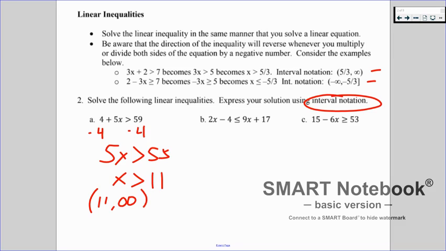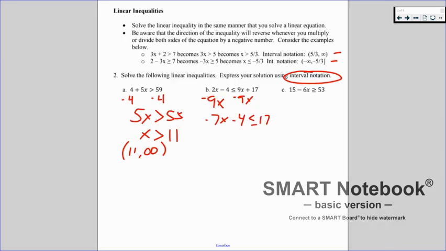All right, for part B, I need to get my x's on the same side. I've got x's on both sides of my inequality. I'm going to subtract 9x from both sides. So I get -7x minus 4 is less than or equal to 17. Now I'm going to add 4 to both sides.